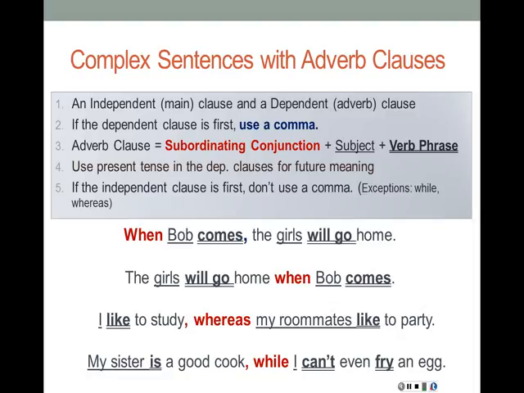It hasn't happened yet. But if you look in the adverb clause, when Bob comes, you'll first see that the adverb clause starts with the subordinator when, the subordinating conjunction. There's a subject, Bob, and comes, the verb phrase, and notice that the verb phrase is actually in present tense, even though we are talking about future time.